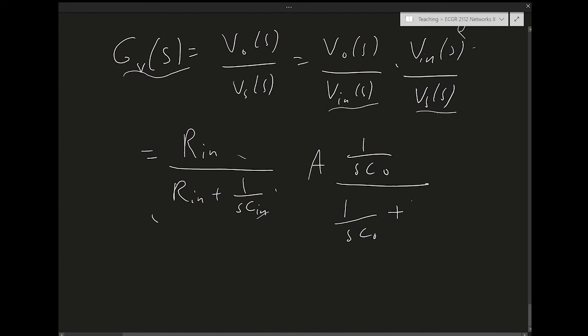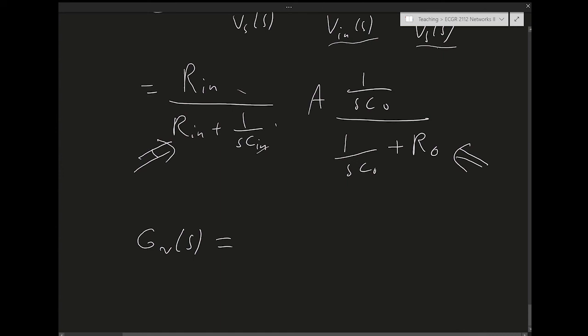And we said we always prefer to write those rational functions as ratios of polynomials. So we could write this in the traditional form as follows. Just multiply by SCN, both numerator and denominator, you end up with SRN CN over SRN CN plus 1, A, and then multiply by 1 over SCO, I end up with 1 plus SCO RO.